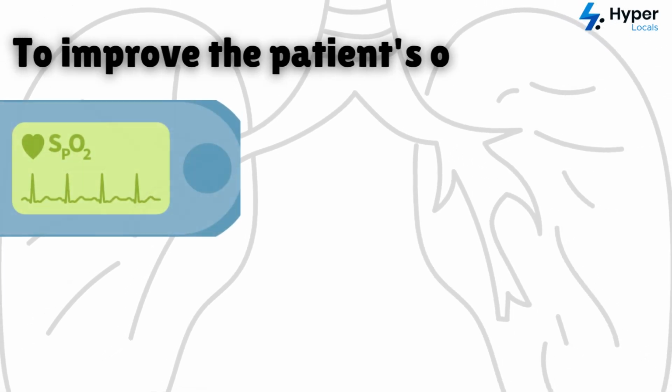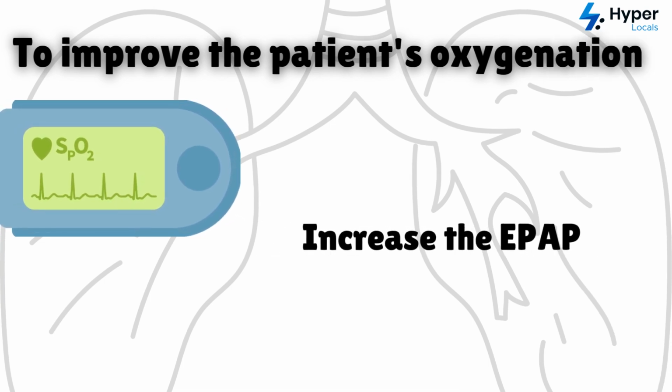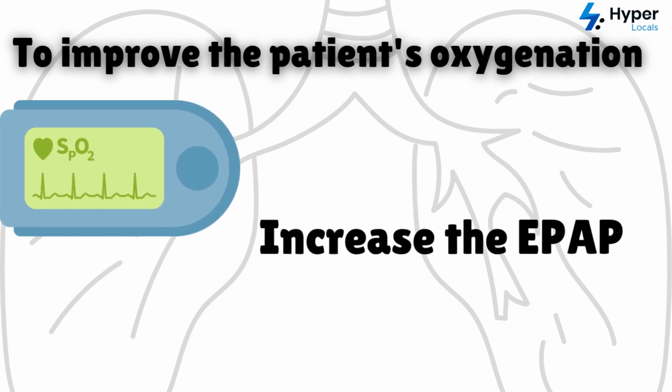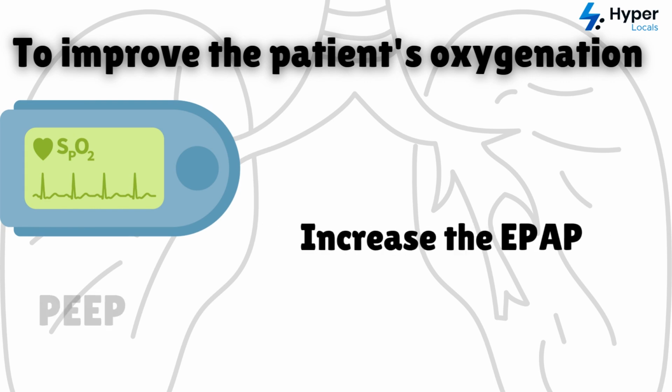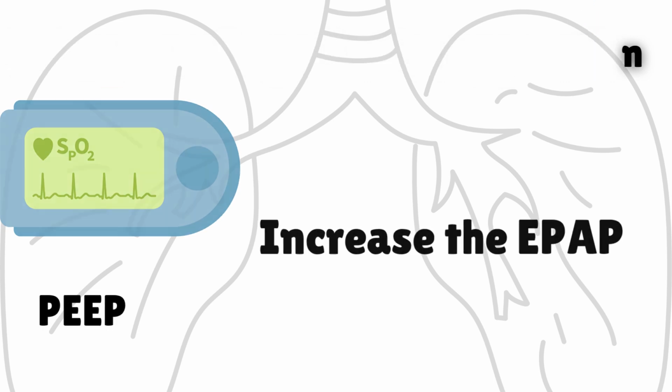Or if you needed to improve the patient's oxygenation, of course you could increase the FiO2, but another way to do this is to increase the EPAP setting, which essentially is the same thing as increasing the level of PEEP.